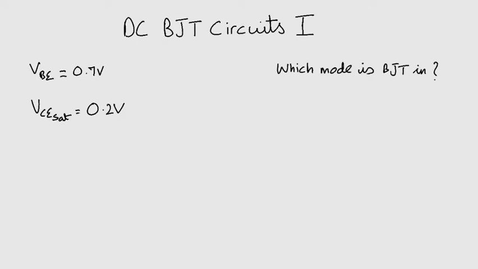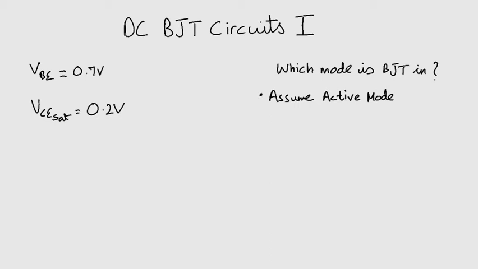We are now going to perform analysis of BJT circuits to which only DC voltages are applied. We will assume VBE to be 0.7 volts and VCE SAT to be 0.2 volts. However, a fundamental question has to be answered. Which mode is the BJT operating in? Fortunately, we have a series of steps that can guide you.